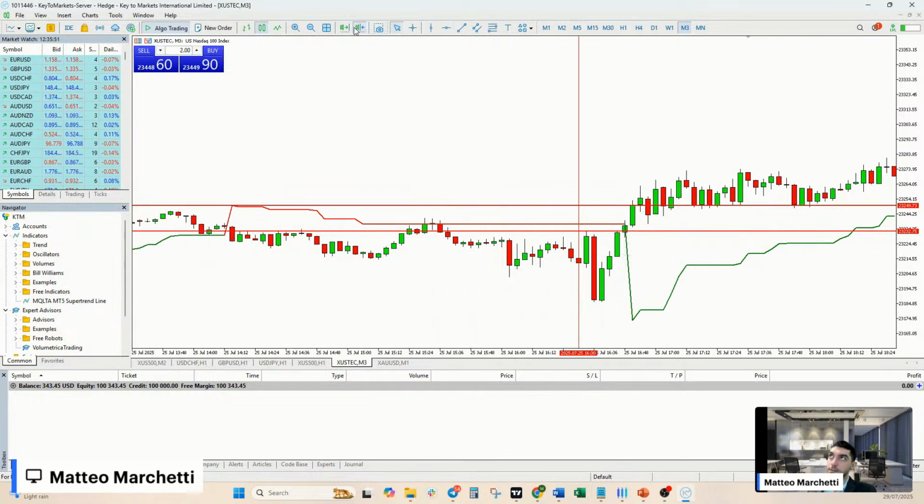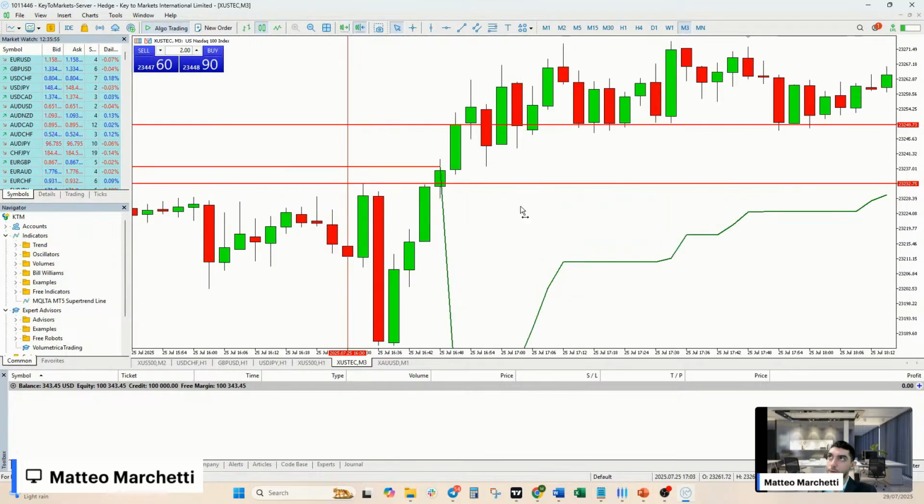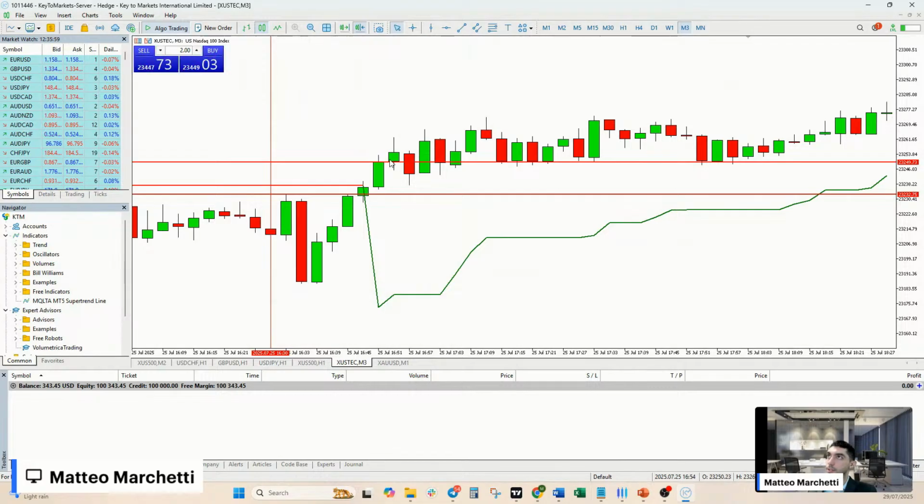But then this is the key of the strategy. So we said we enter here. Sorry, I would like to show you. Okay, we enter here. Just give me a second. Okay, where is it? So we open the trade here for double your ideal size. So let's say 2.